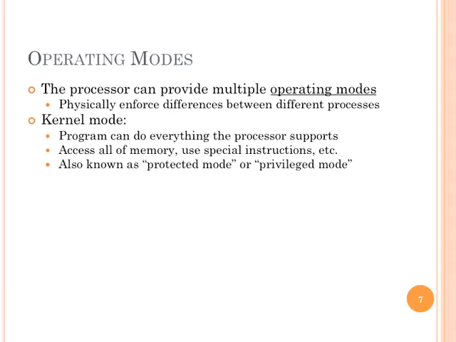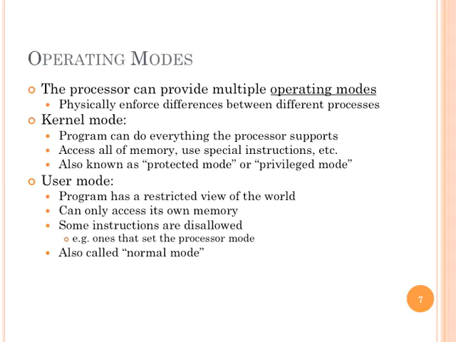And so we have a couple of different modes. We have kernel mode, where basically the program can do whatever the hardware supports, so I can actually control all of the little settings that allow the system to do what it does. Okay, so I have special instructions and everything like that. We call this also protected mode or privileged mode.